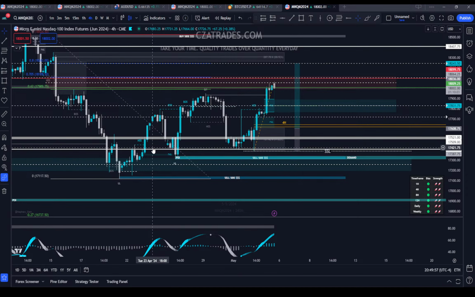You also have this level right over here. Look at these wicks touching here, wick touching here, wicks here, candle bodies on top, price action cut through, and then come right back up. Price action being held underneath this. This was a previous resistance level converted into a support level.